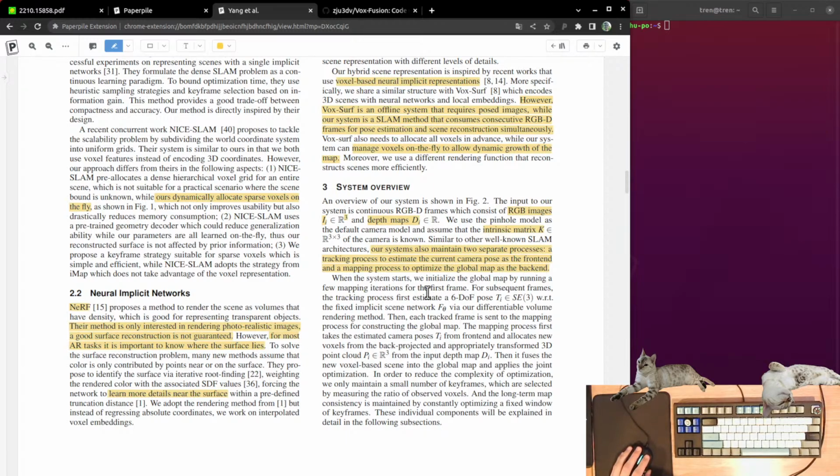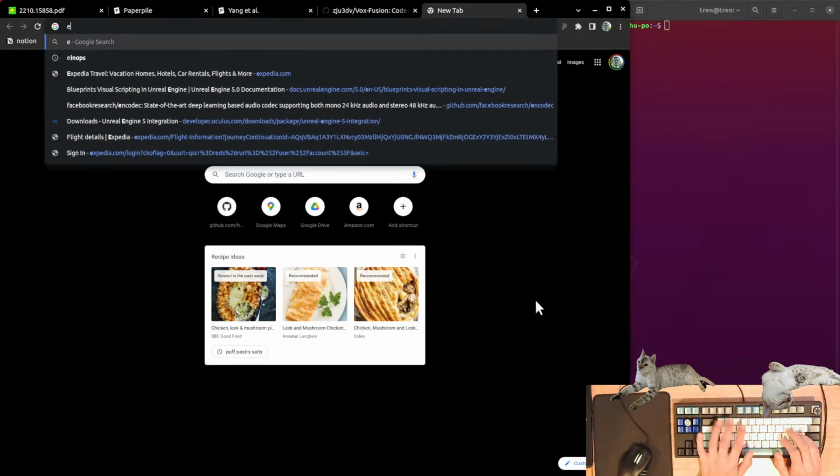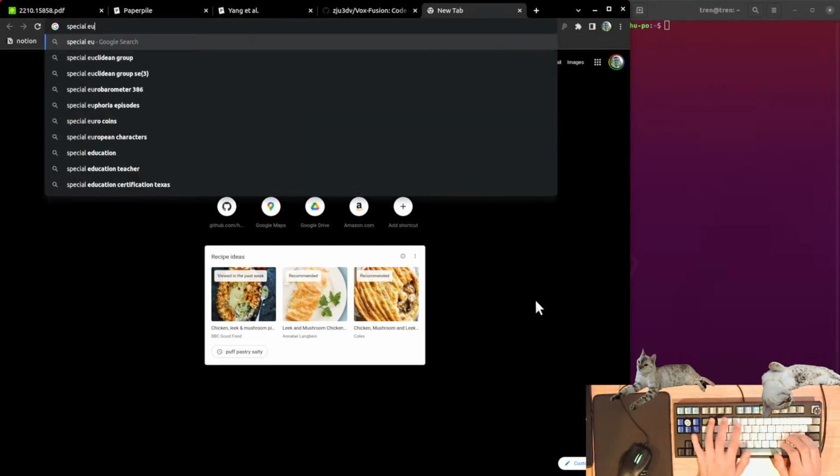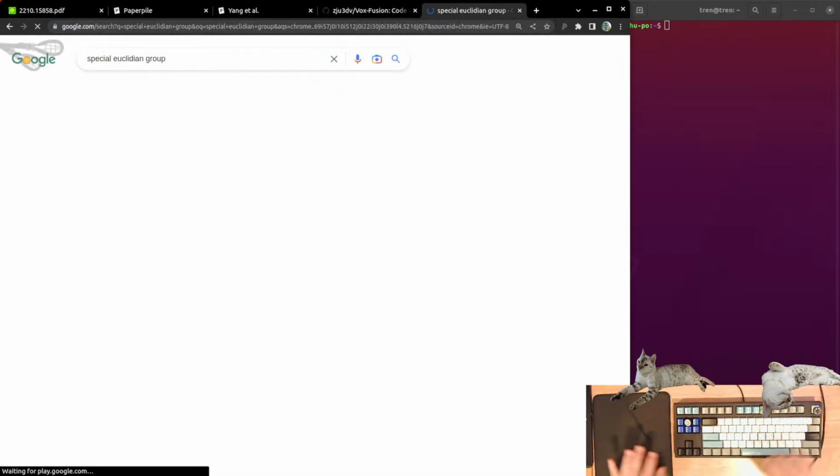We initialize a global map by running a few mapping iterations for the first frame. Okay, so we have a 6 DOF pose, T_i, which is SE3, the Special Euclidean Group 3, which basically just means... let me see the official definition of Special Euclidean Group SE3.